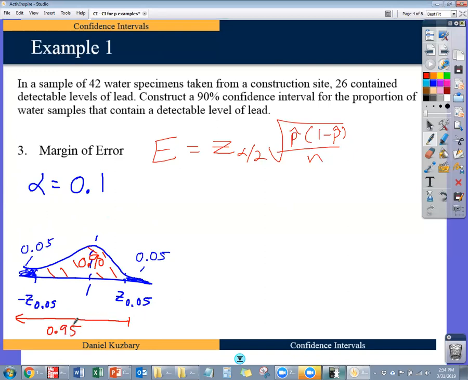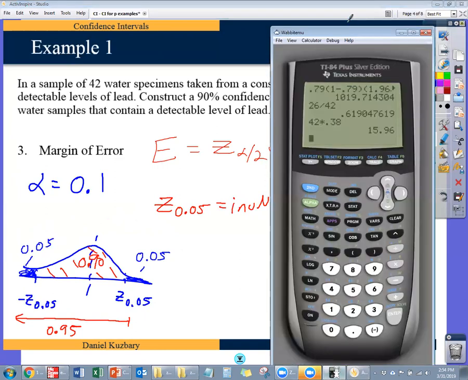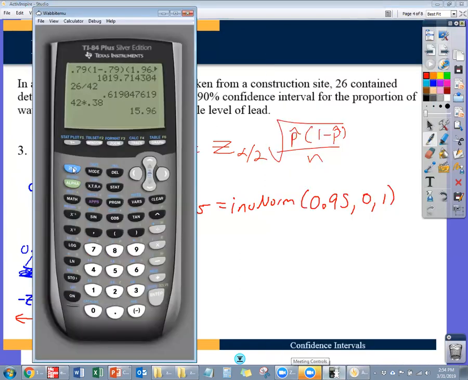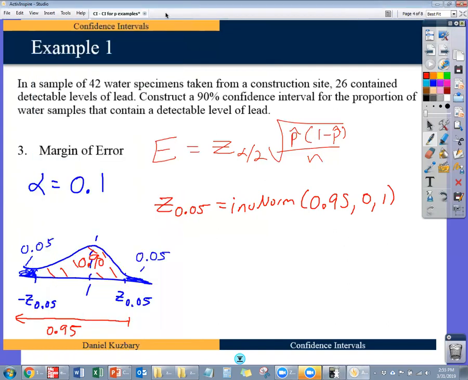So that's the area to the left that we need to put in to find this critical value. You can do this in your calculator. Z sub 0.05 is equal to inverse norm, which is area to the left is 0.95, 0 and 1, because we're doing the standard normal. Let me do that real quick. So I'm doing inverse norm 0.95, mu is 0, and standard deviation is 1. And I get 1.645. That's usually written as 3 decimals.